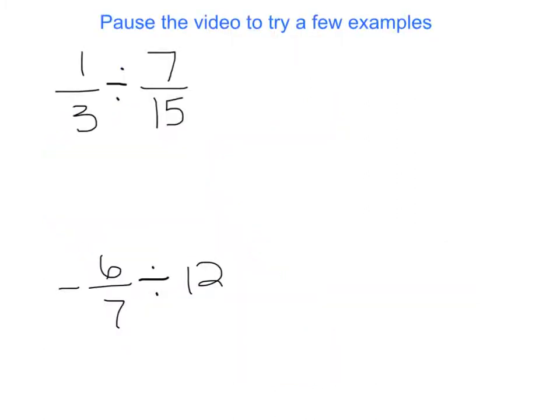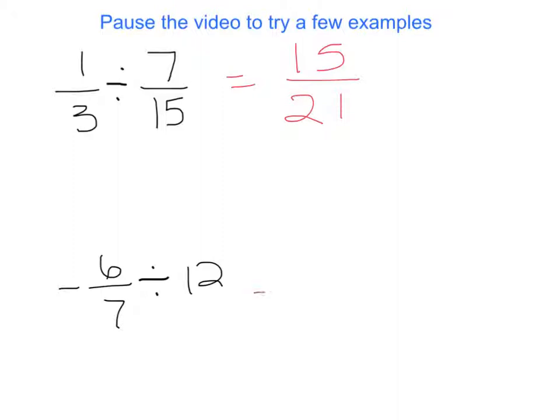Pause the video to try a few examples on your own. 1/3 divided by 7/15. Multiply by the reciprocal, and for the first example, you're going to get 15/21.